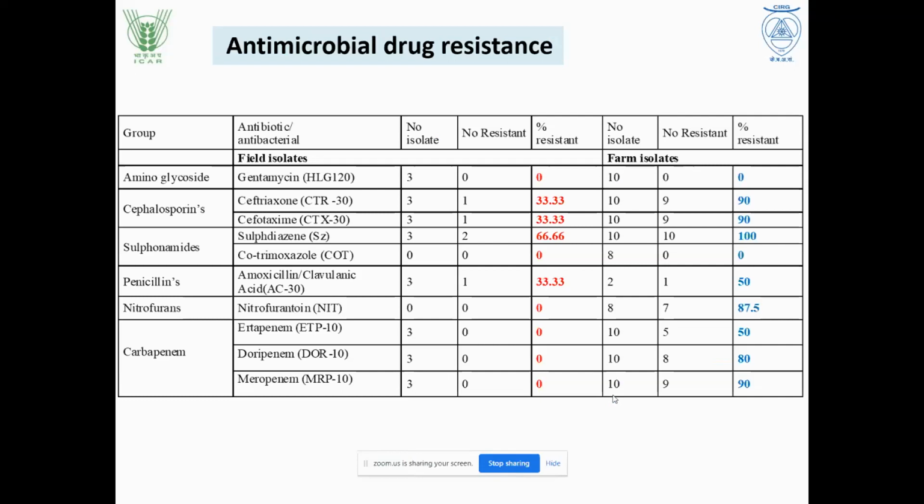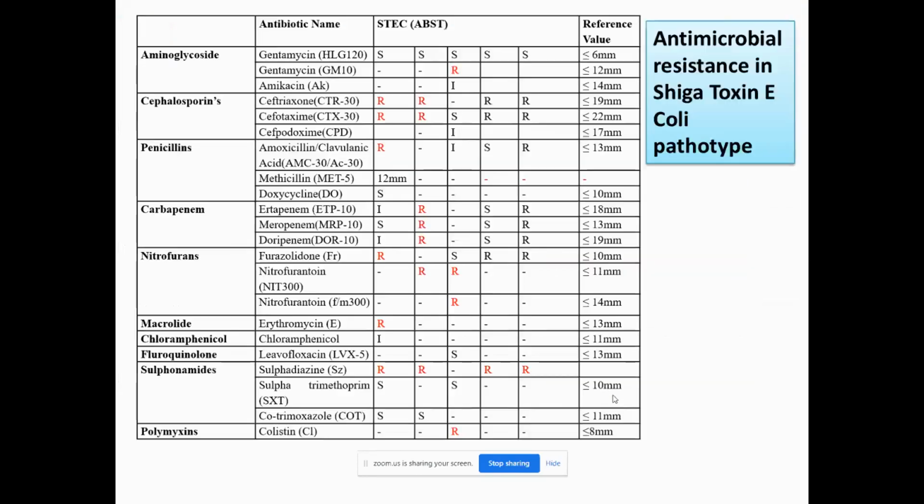We also mapped the antimicrobial resistance. You'll find that all classes of antibiotics like aminoglycosides, cephalosporin, sulfonamides, and penicillin are getting resistance, especially in the farm isolates. This means when we expose the animal to repetitive antibiotic doses, they become more resistant in comparison to the field isolates.